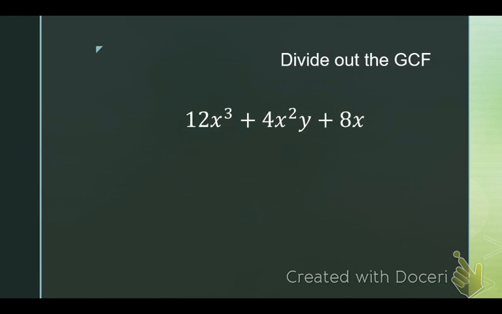Your quiz over this is next Wednesday. Your review sections for this are due next Tuesday. So on this review section, it says divide out the GCF. Go ahead and write this at the bottom because it's not there: 12x cubed plus 4x squared y plus 8x. Just write it at the bottom somewhere.